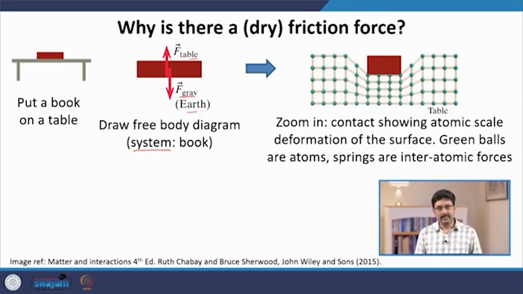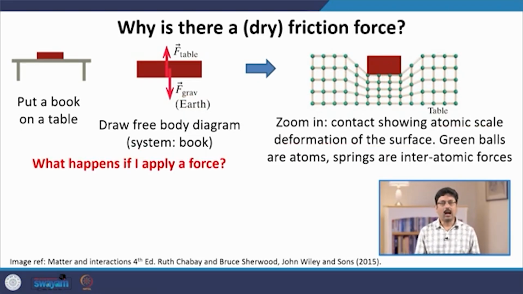So, what we will see here, which is important, is that because of this book, there is a deformation in the surface of the table. There will be a deformation at the atomic scale of the surface. The table is trying to remove this deformation, and hence it is producing a force on the book to push it away from the table.